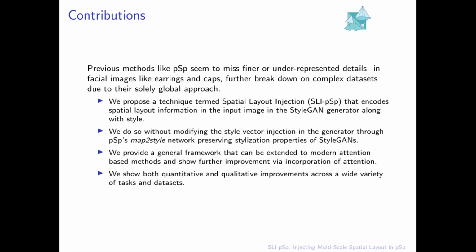We propose a technique termed spatial layout injection that encodes spatial layout information in the input image in the StyleGAN generator along with style. We do so without modifying the style vector injection in the generator that helps preserve the stylization properties of StyleGAN. We provide a general framework that can be extended to modern attention-based methods that show improvements. We show both quantitative and qualitative improvements across a wide variety of tasks and data.